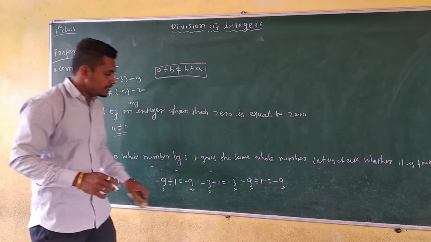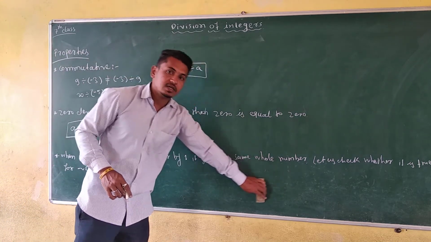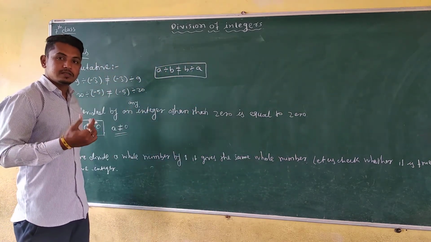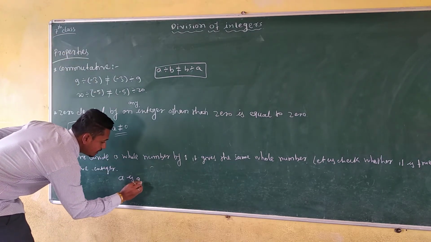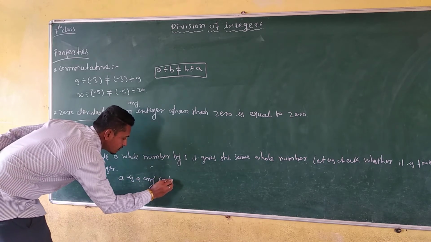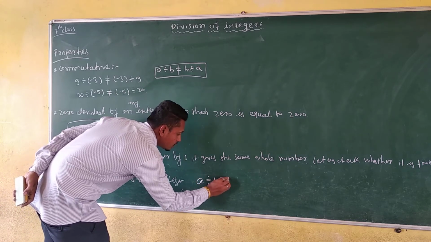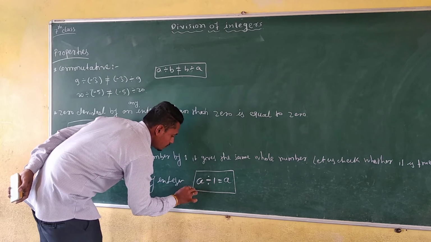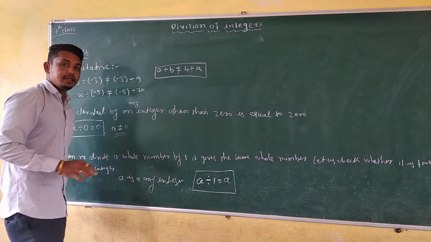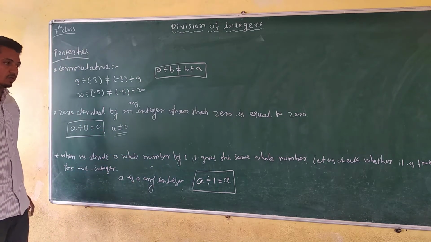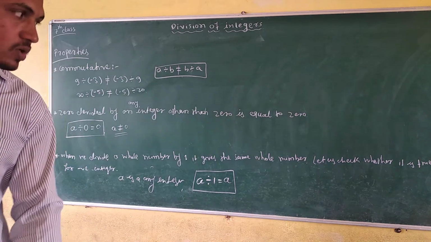Okay, so we can say that any integer divided by 1 gives the same integer. So let's take a as any integer. Then a divided by 1 is equal to a also. So a, taken as any integer, is our general form. Now the remaining two properties we have to study. Please note this down first.